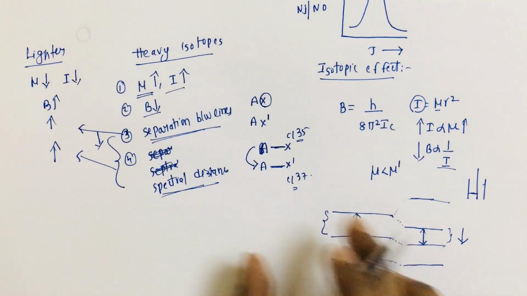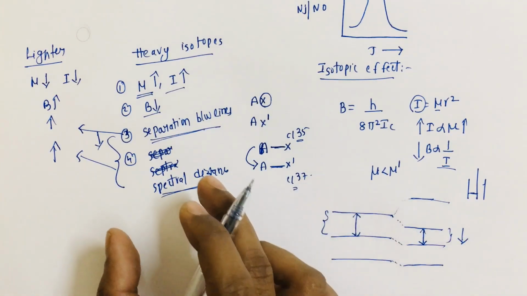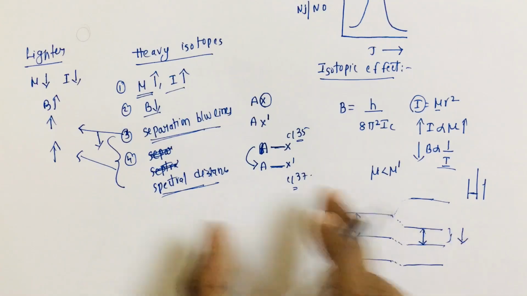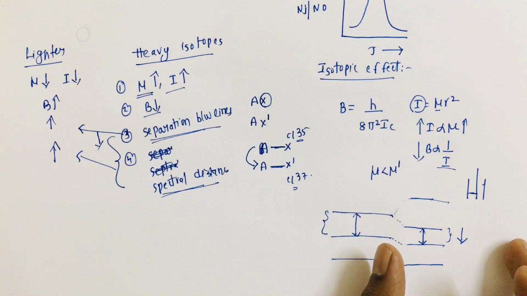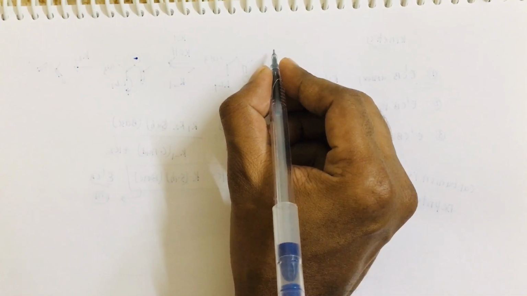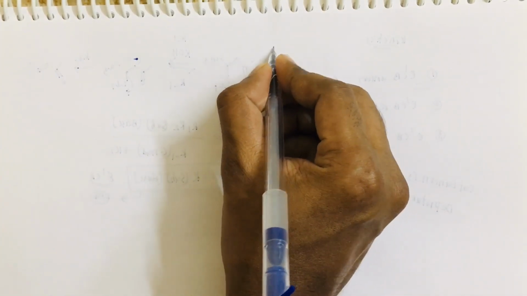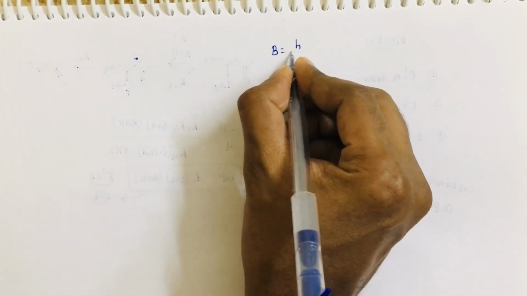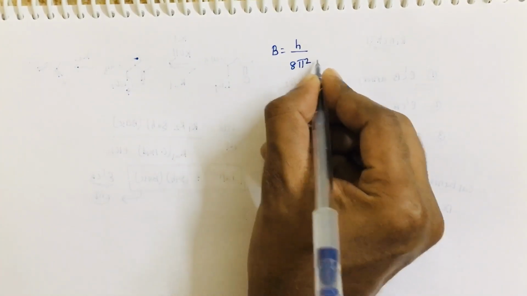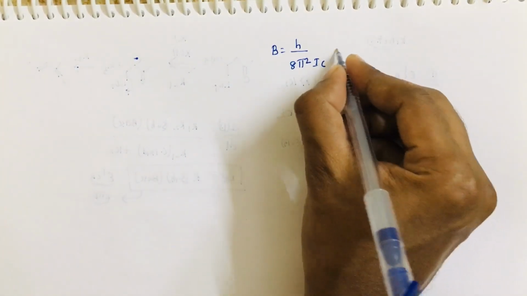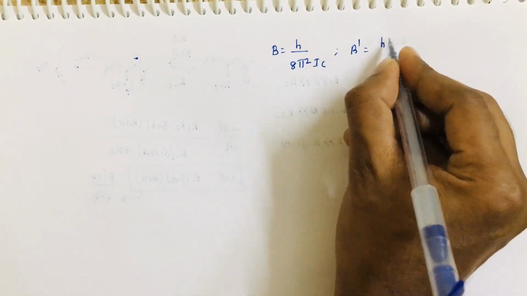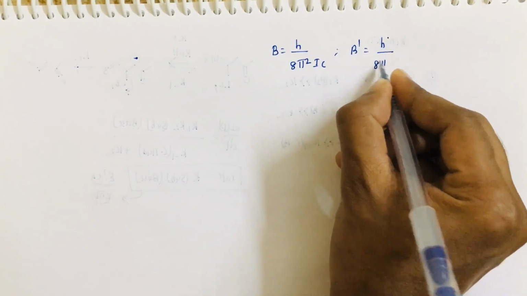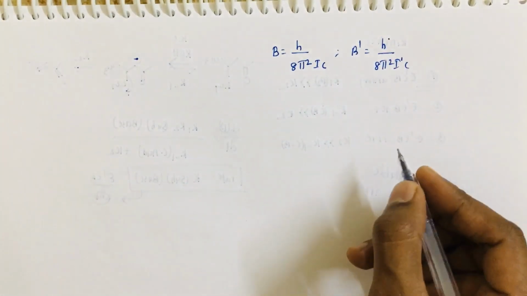I hope it's clear what the isotopic effect is: how it changes when we have a heavy isotope, and how it changes when we have a lighter isotope. And then we have one principle. Imagine that B equals, we know this one, h by 8 pi square I C. Then B dash is the rotational constant of the isotope, which will be h by 8 pi square I dash C.